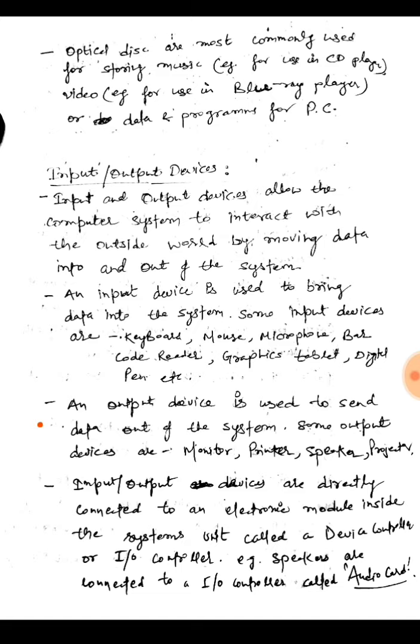So input output devices are directly connected to an electronic module inside the system unit called a device control. So every input output device would require a device control for its operation, which is connected to the CPU. These are also called input output controllers. That is, if we are using speakers, then for that we need an audio card, which is an input output controller for the speaker.